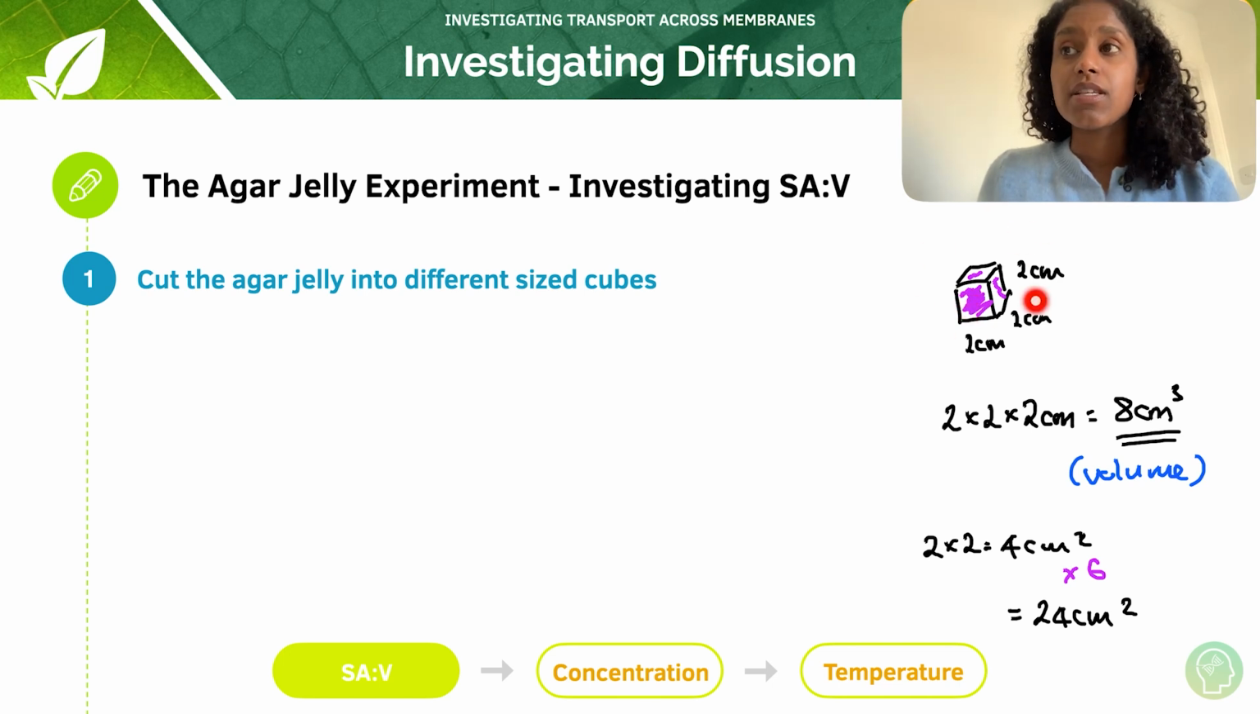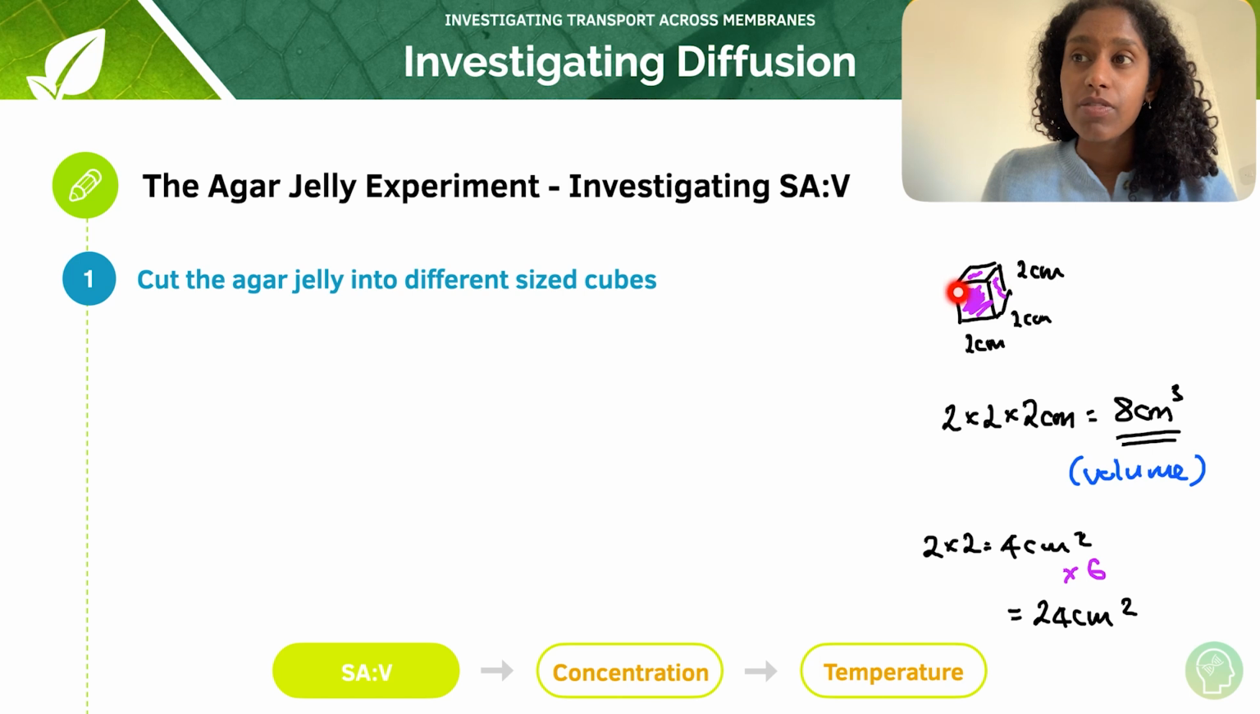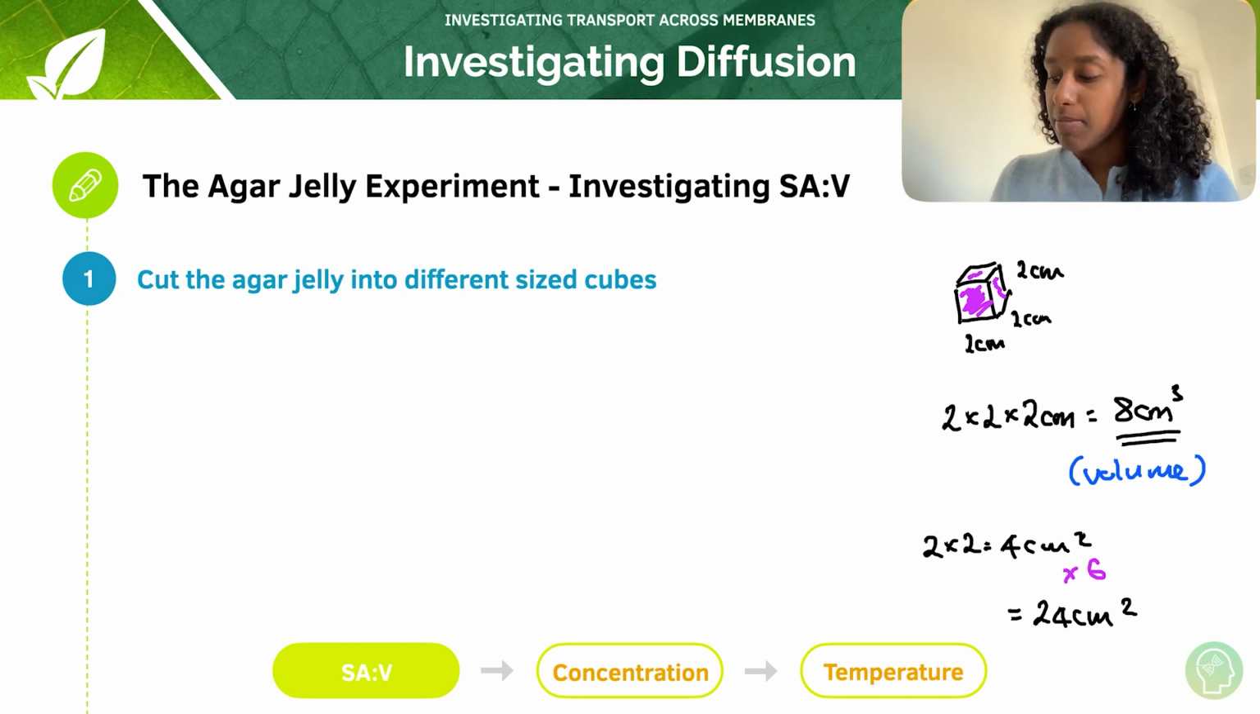So the overall surface area of our cube is going to be the area of that one face of the cube, the cube surface area here, multiplied by 6 because there are 6 faces to the cube. So that means the surface area of our cube is 24 centimetres squared.